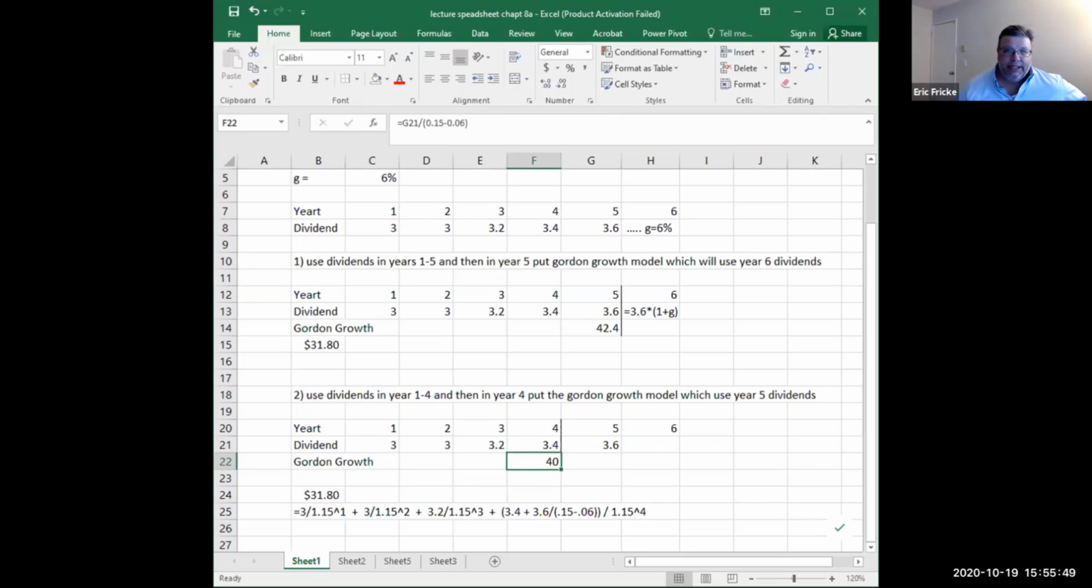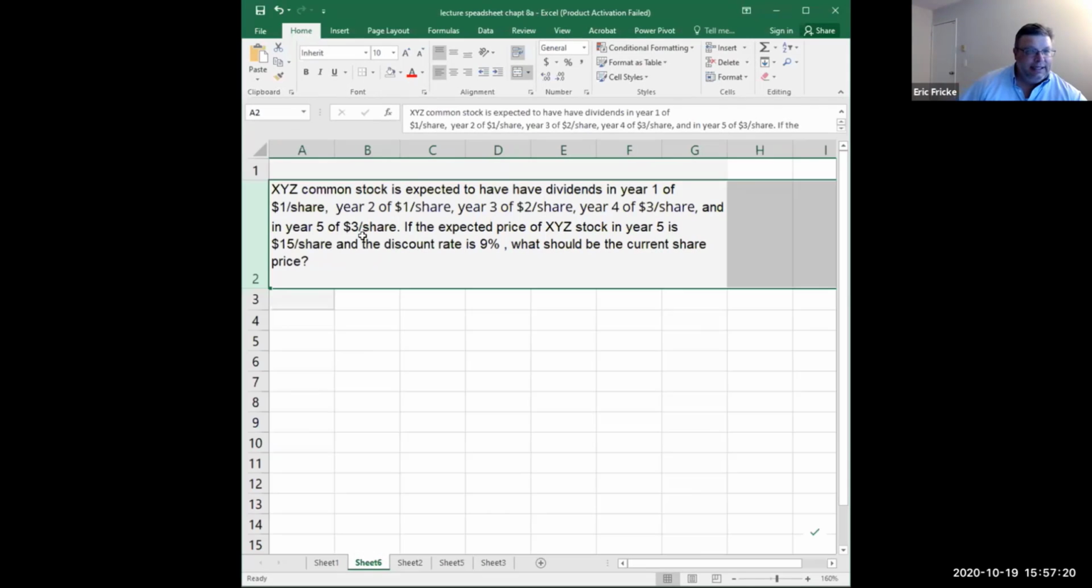All right, I'm going to check out number 12. XYZ common stock expect to have dividends in year 1, 2, 3, 4, and 5 of the following. If the expected price of XYZ stock in year 5 is $15 per share and the discount rate is 9%, what would be the current share price? So let's take a look at that one formula from our notes first.